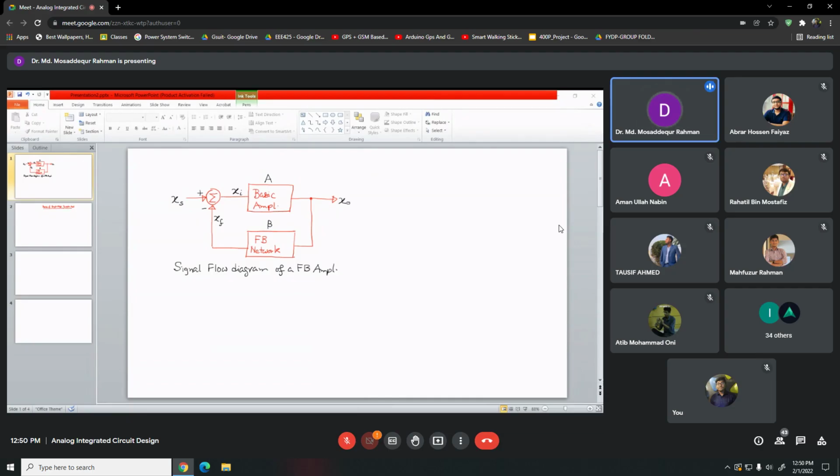And what is the expression for this overall gain? Do you remember? AF equals what? Gain with feedback. What is the expression for this? X0 divided by XS, and that's equal to what? Sir, A by 1 plus A beta. Right, that is A divided by 1 plus A beta, right.